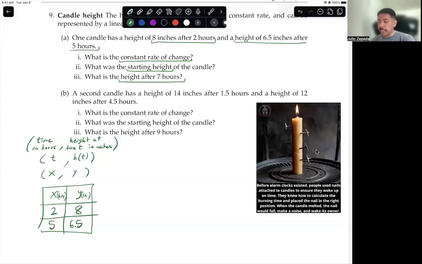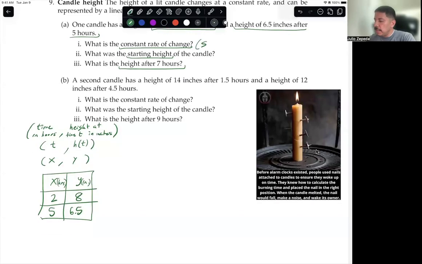So what is the constant rate of change? The constant rate of change is known as the slope. All we're going to do is find the slope. M equals y2 minus y1 over x2 minus x1. If it helps you keep your information organized, label these x1, y1, x2, y2, because you don't want to mix them up. If I did 6.5 minus 8 divided by 2 minus 5, that would be wrong. It would give me an incorrect answer.